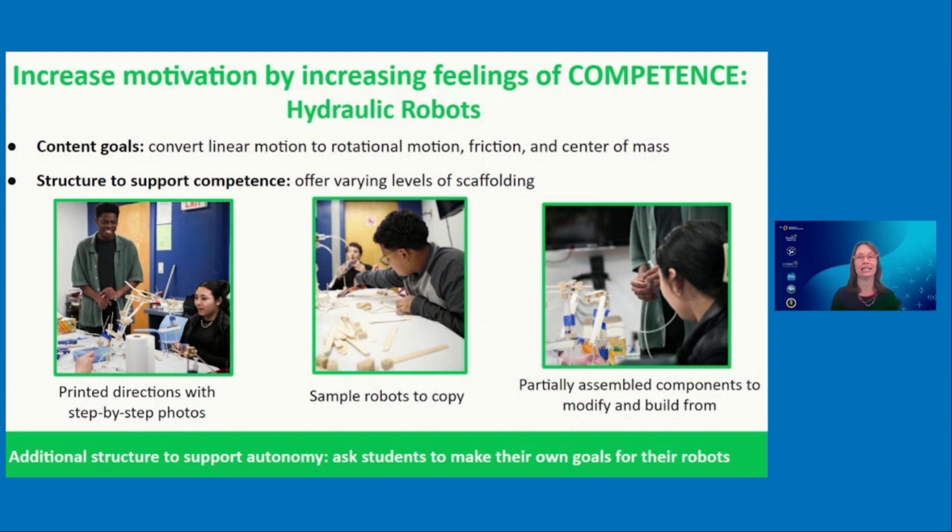This workshop used UDL in multiple other ways as well. One other way I wanted to mention is that it also supported their autonomy by asking students to make their own goals for their robots, whether they wanted to compete in a battle bot at the end, make a robot that could kick a small soccer ball, or swing a tennis racket at a pom-pom. And this is something I use in the math classroom all the time, asking students to make their own goals for their math work that day or that week or that semester.